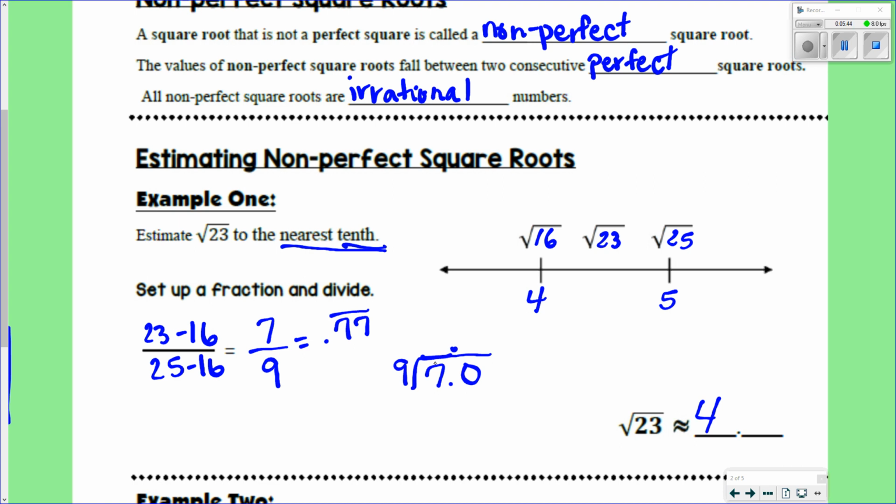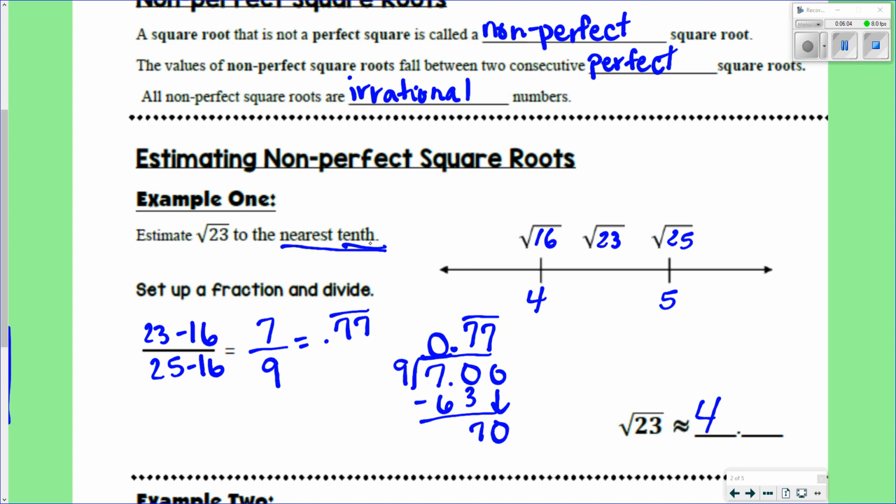So 9 cannot go into 7. 9 can go into 70. 7 times 9 is 63. We're going to subtract, and that gives you 7. And you can see it's going to keep repeating 7.